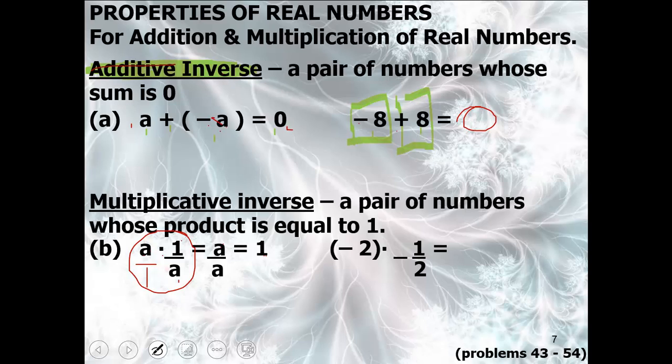Now I have -2 times -1/2. A negative times a negative gives me a positive. Then if I multiply straight across, I'm going to get 2 over 2. This is the same thing as positive 1.